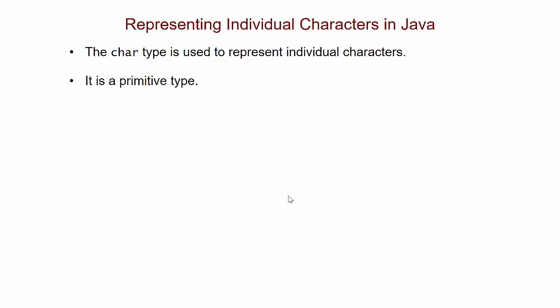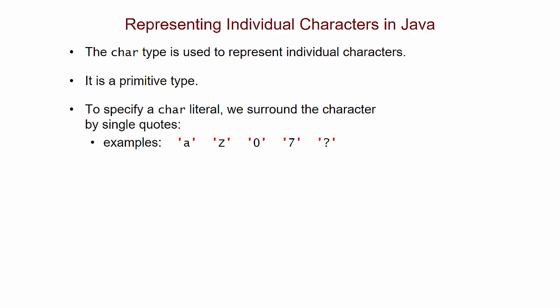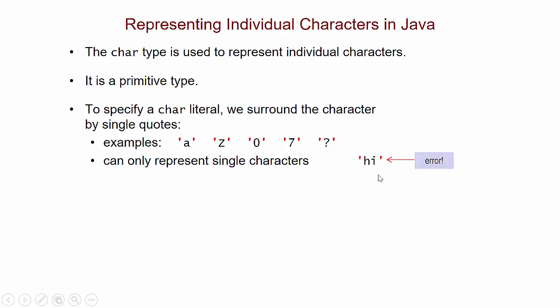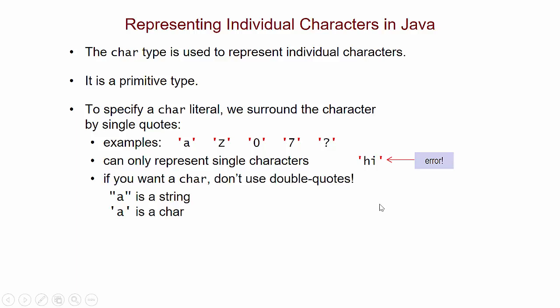Chars have literals, and when we want to put a literal char in our program, we have to surround the character by single quotes. Now in Python we saw that we could use either single or double quotes for strings, and there is no separate notion of a char type in Python. In Java, when we use single quotes, we can only use them for single characters. If we try to have multiple characters in between single quotes, we will get an error. And it's important that if you actually do want a char, that you use single quotes and not double quotes.